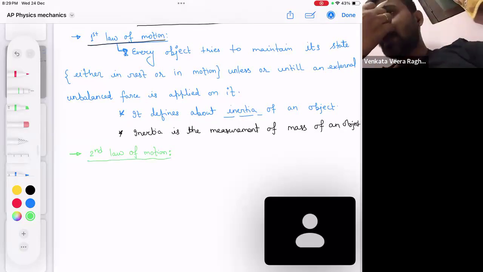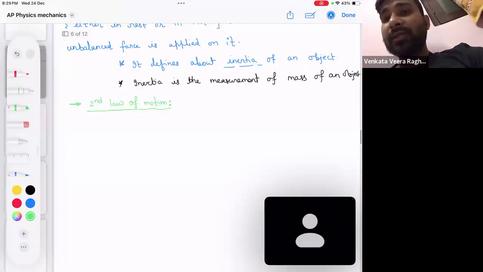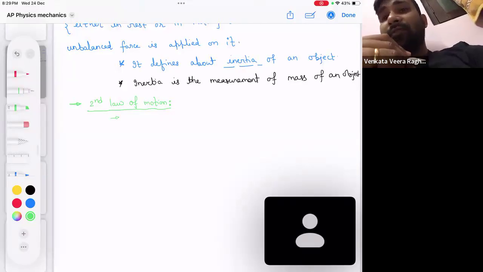Right. Now let's discuss the first law. There is no calculation involved in the first law. The calculation comes from the second law of motion. So what does the second law of motion say? If I apply an external force on the body, what will it do? It will change the state of the body, isn't it?